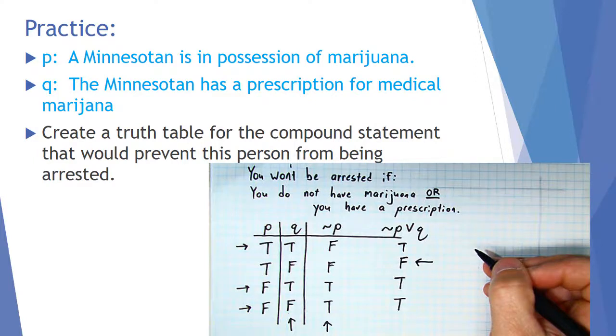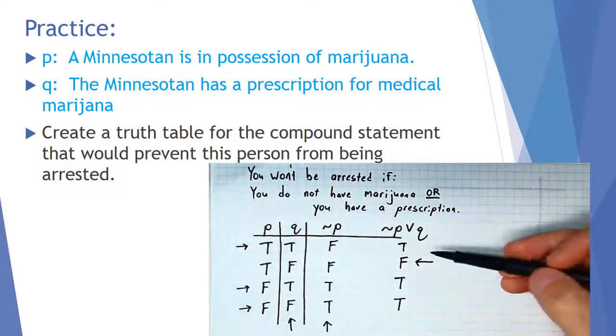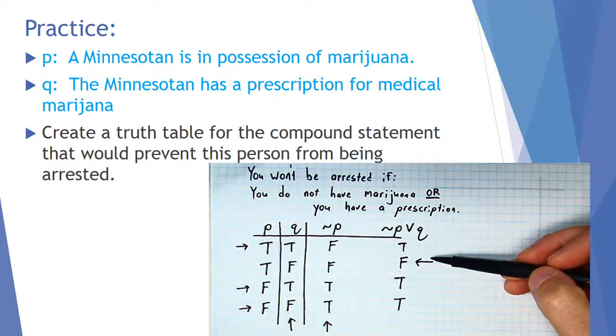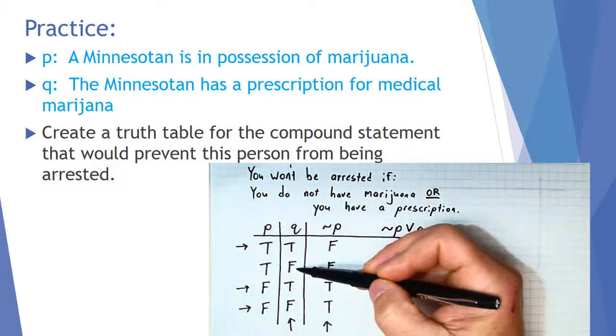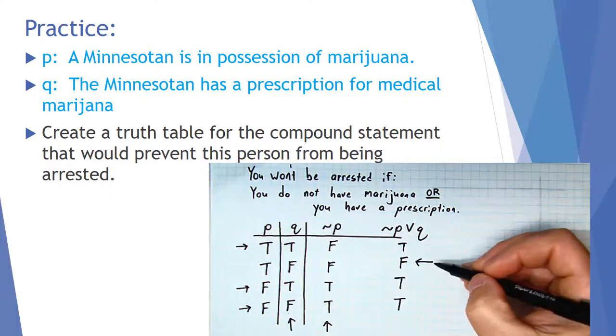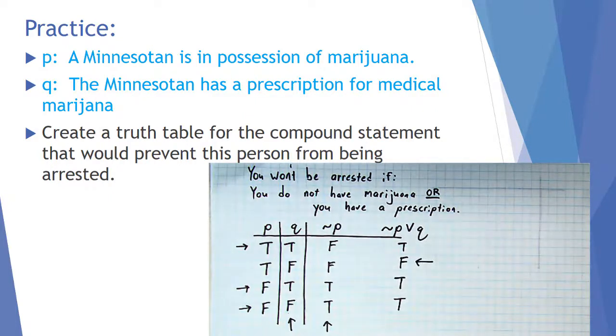The only case that won't prevent us from being arrested is row 2. And row 2 says that we do have marijuana, but we don't have a prescription, so it makes sense that that does not prevent us from being arrested. And we're done with our truth table.